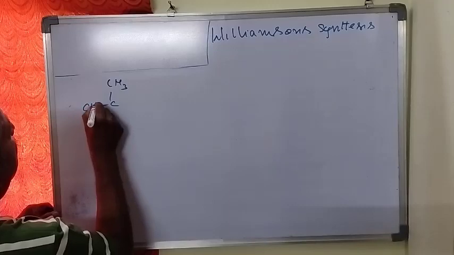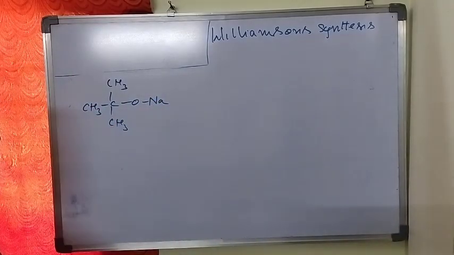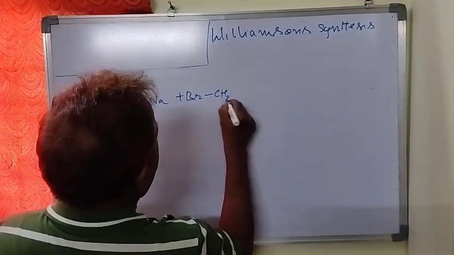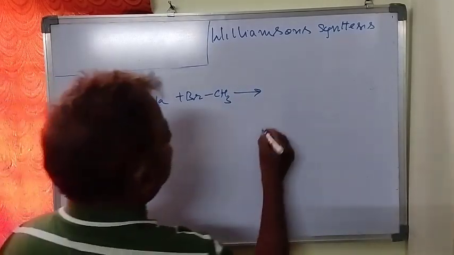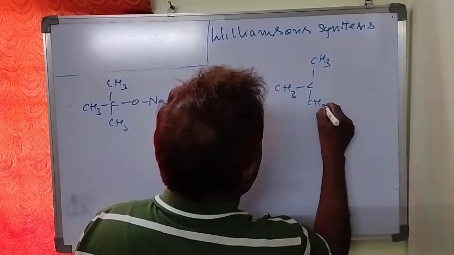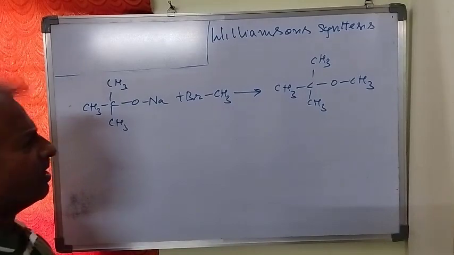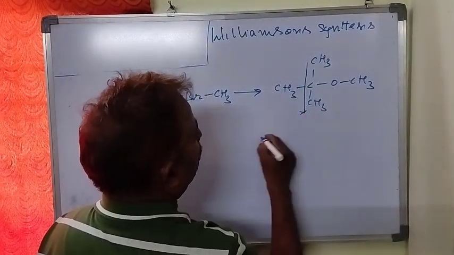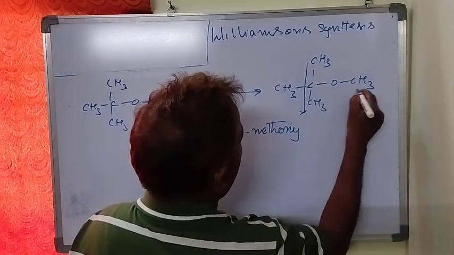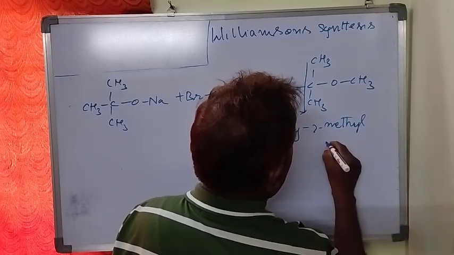This is a tertiary alkoxide, (CH3)3CONa, plus CH3Br. Therefore we get ether here. This is (CH3)3COCH3. What is this substance? 2-methoxy-2-methylpropane. This is 2-methoxy, this is 2-methyl, propane.